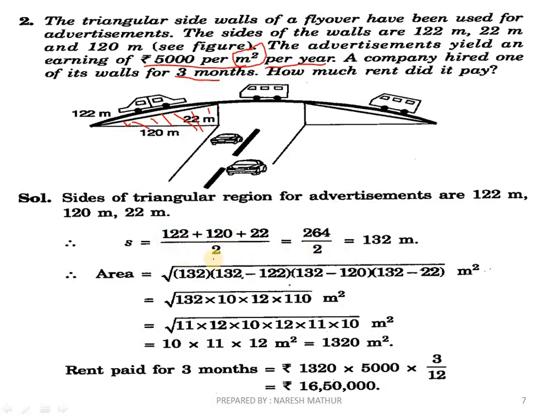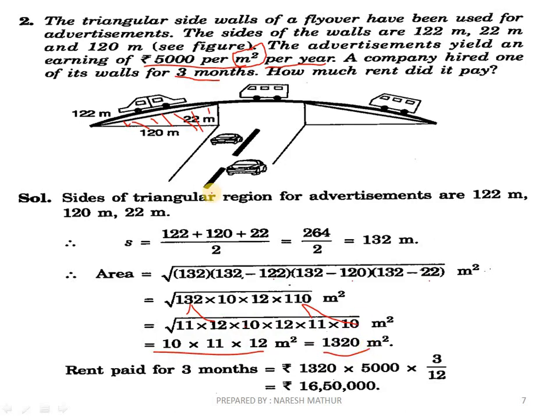Alright, so the sum of all sides by 2, semi perimeter, is 132. 132 minus 122, 120 and 22. There is no restriction on the sequence. You can take any number in any sequence. Alright, so we have 132 into 10 into 12 into 110. So 132 will break down into 11 into 12, and 110 will break into 11 into 10. Now make pairs. We get 10 into 11 into 12 because we have a pair of 10, a pair of 11 and 12 also. So the total area of the triangular wall is 1320 meter square.